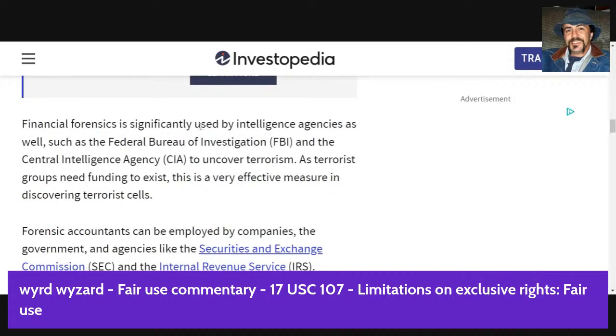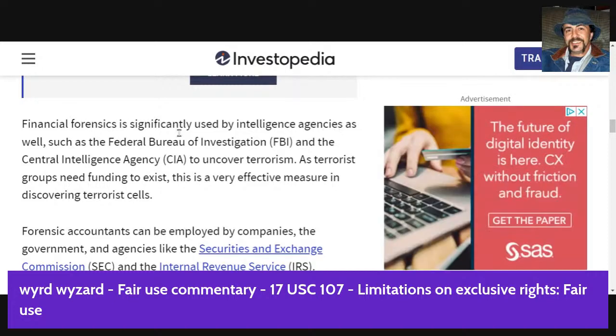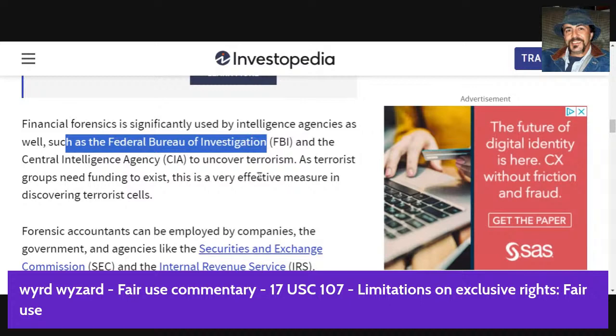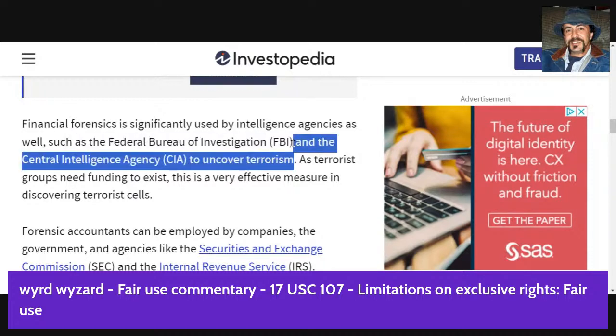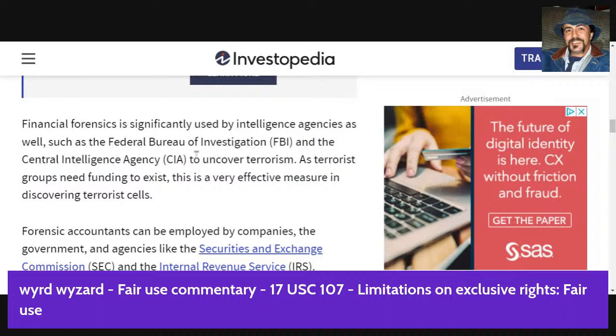Financial forensics is significantly used by intelligence agencies as well, such as the Federal Bureau of Investigation. Remember that Interstate Identification Index? That's what it's all about. That's the FBI and Central Intelligence Agency, CIA, to uncover terrorism. And notice that's FBI, Federal Bureau of Investigation. And you have a State Bureau of Investigation.